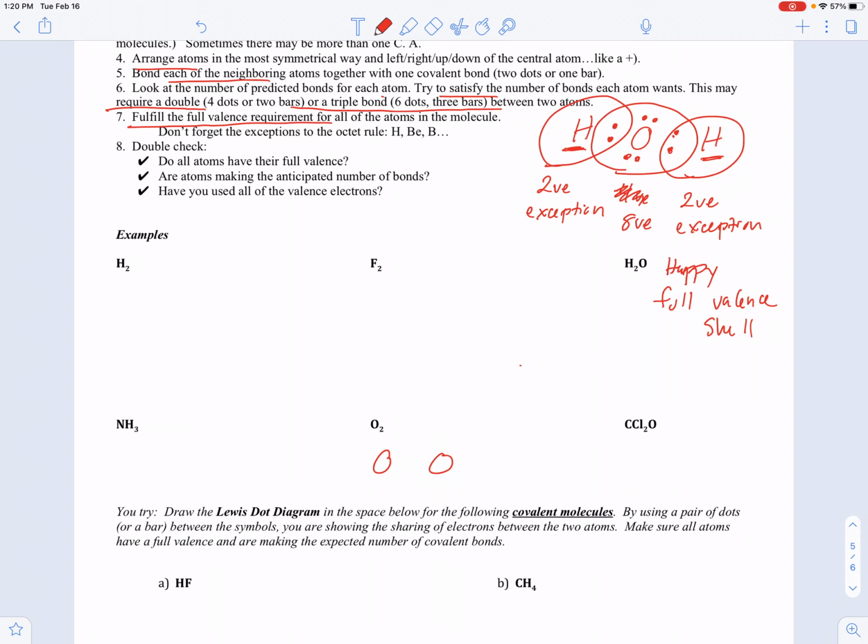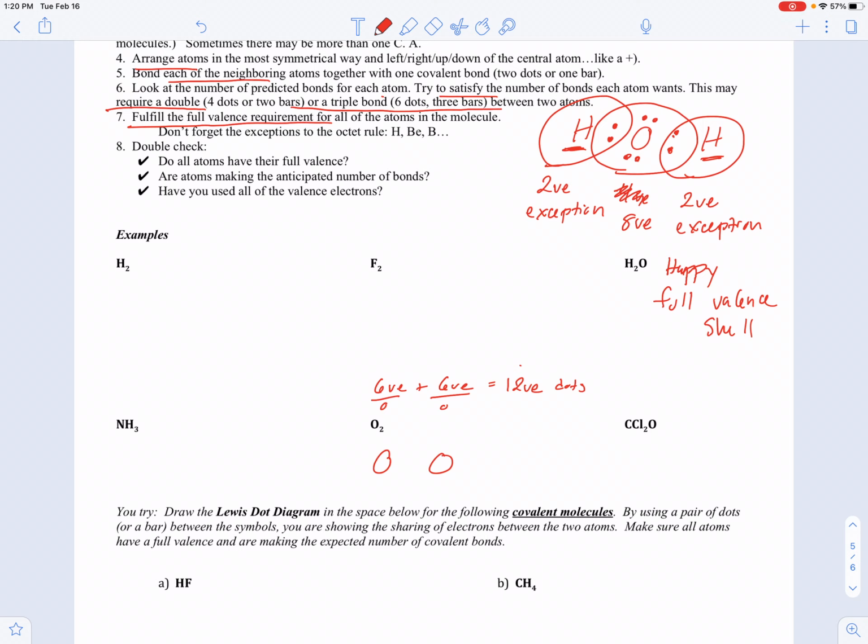So oxygen brings, I've got 2 of them, so they bring 6 valence electrons. So that's 1 oxygen, and then the other oxygen also brings 6 valence electrons. So I get a total of 12 valence electrons in my picture. So that's 12 dots total. I can't have more than 12 dots. I can't have less than 12 dots. I have to have 12 dots.